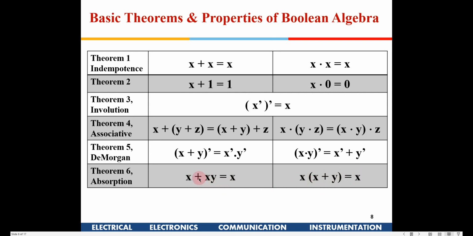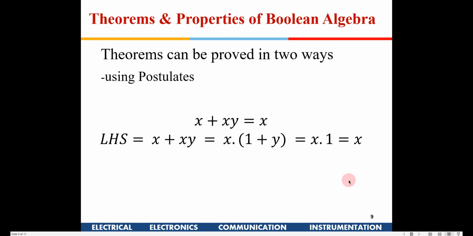Similarly, this is from the duality. From the duality, what we learned is that an AND can be replaced by an OR, and the result remains. So the AND here gets replaced by an OR out here. So again this is also known as the absorption theorem. Now how do we prove these theorems?